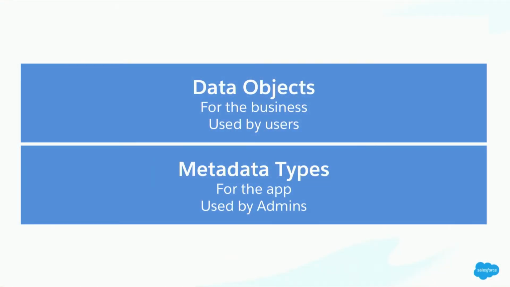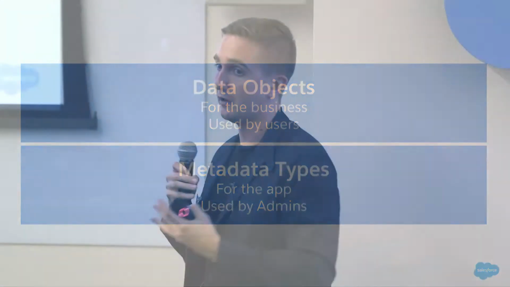It's not exactly right. I mean, it's right. But today, I want us to think differently. I want us to think about objects as data objects and metadata types, so metadata objects. You can think about data objects as those that are used by your business users, those that drive your business, that are used by your sales team, by your marketing team, by that guy in a cool office.